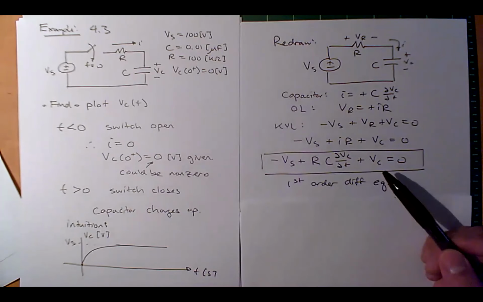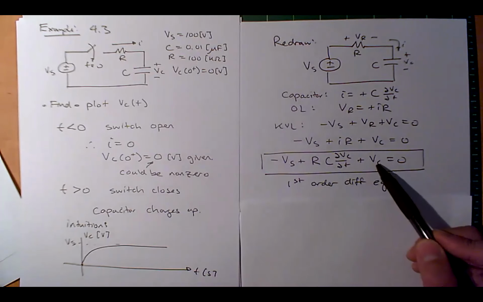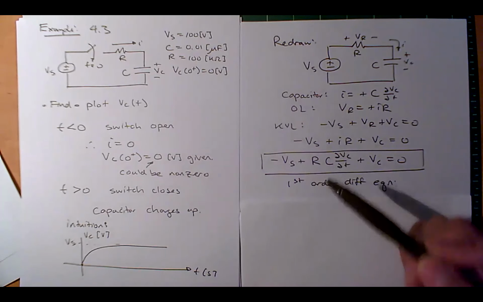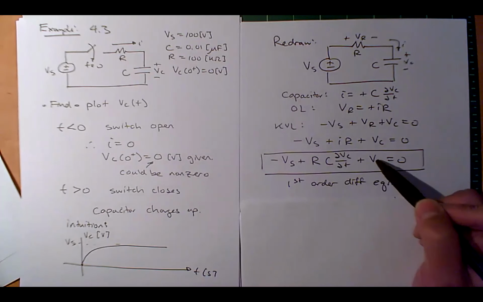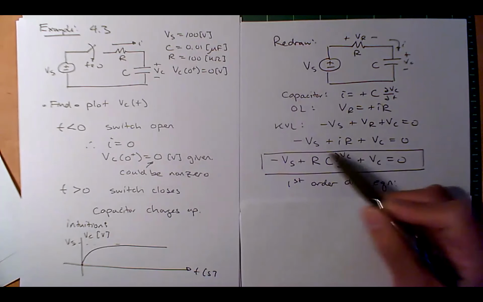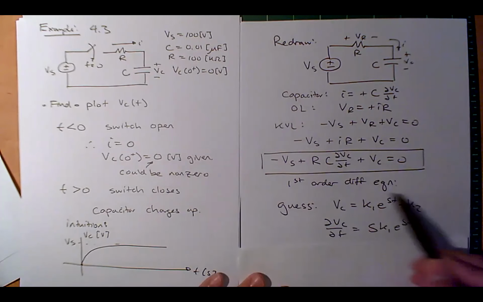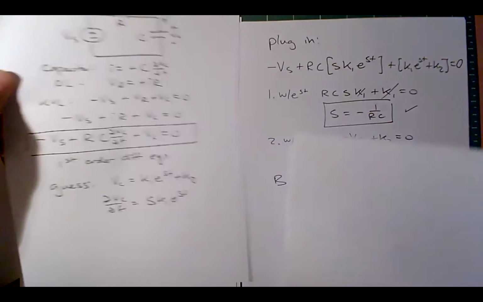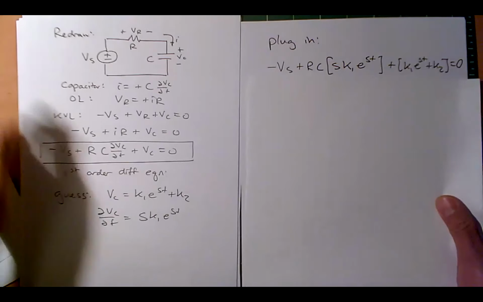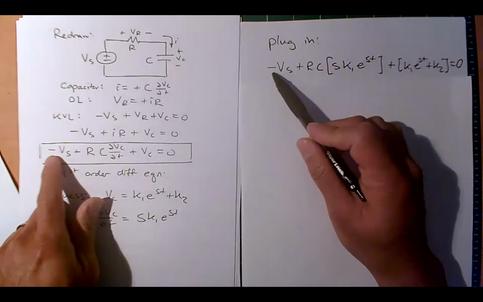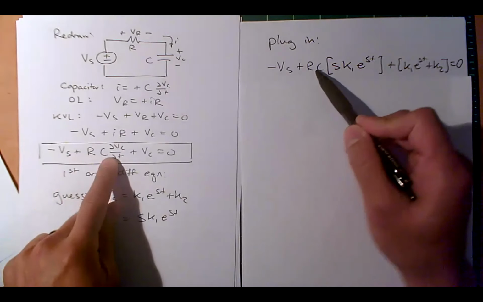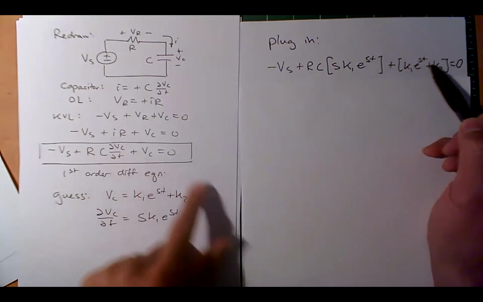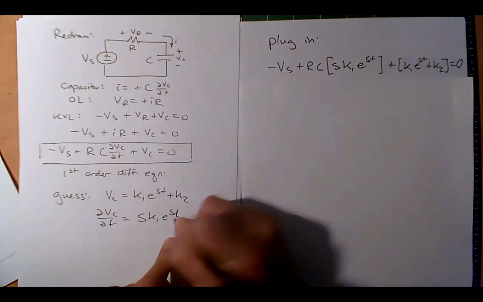So what can we do? I don't know what VC is. I could solve for it, but I would still have its own derivative. But I know that the guess, K1 e to the st plus K2, is going to be a valid solution for VC and its derivative. So I can punch that guess in. This was our guess, and I'm going to bring it into that equation. I know it gets a little bit messy, but let's follow here: minus Vs plus RC times sK1 e to the st plus K1 e to the st plus K2. So that's our guess here.